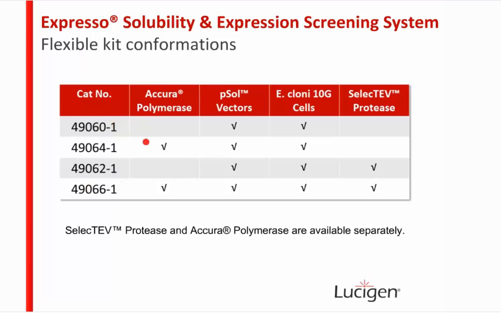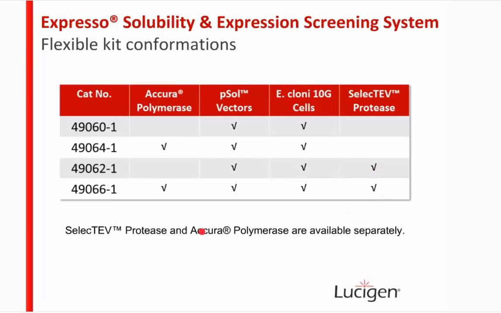However, SelecTEV Protease, that we'll talk about a little bit here in a minute, and the Accura polymerase are two things that are sort of optional. So you can get a kit that includes those if you like. If you don't like to, you can order without. And the SelecTEV and Accura are also available separately.